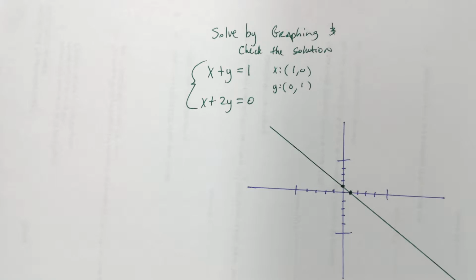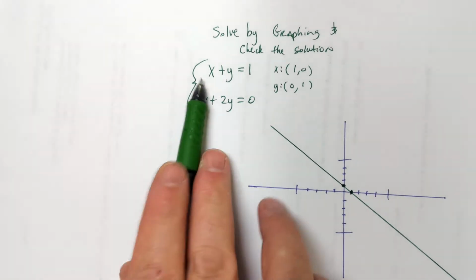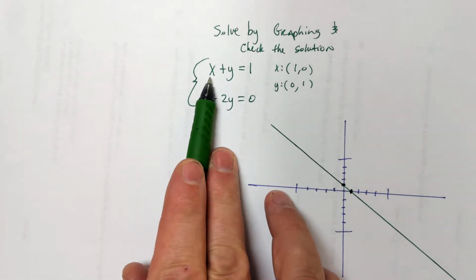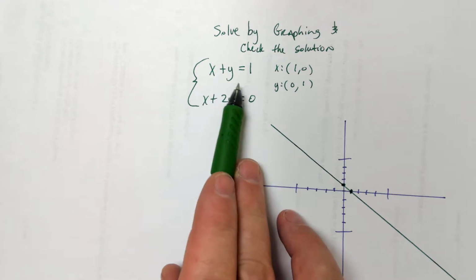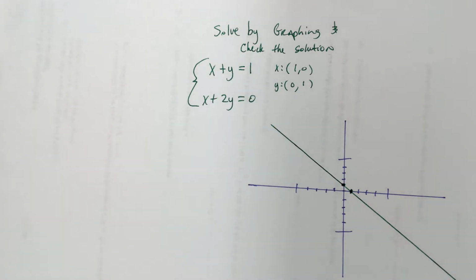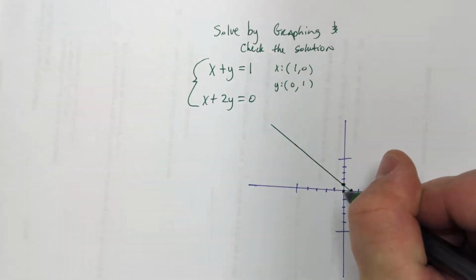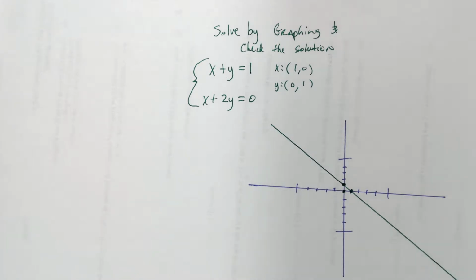Now the other one, I can't actually find the x and y intercepts to make a graph because they're both 0. If I put a 0 for x, I get 2 times y equals 0, so y is 0. If I put a 0 for y, x is 0. They're both 0, 0. It's both right there. That doesn't help. I need 2 points to make the line. Do you see what I mean?